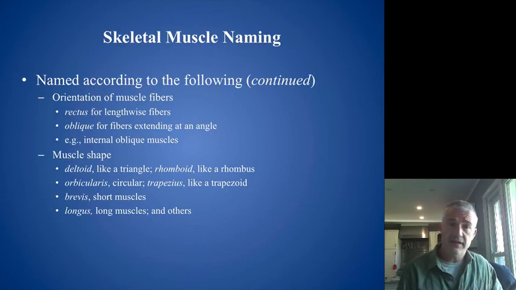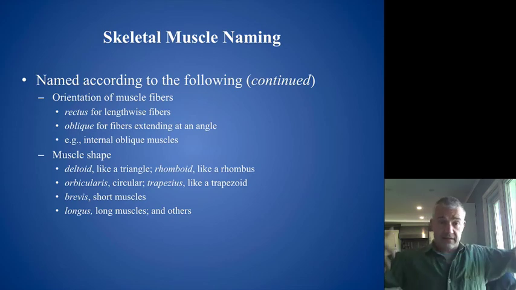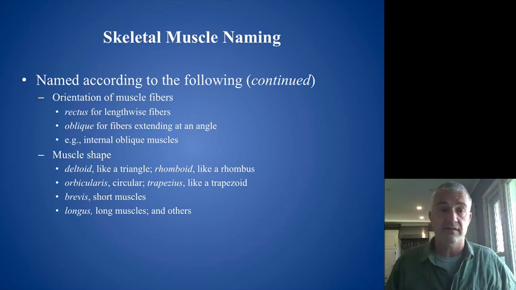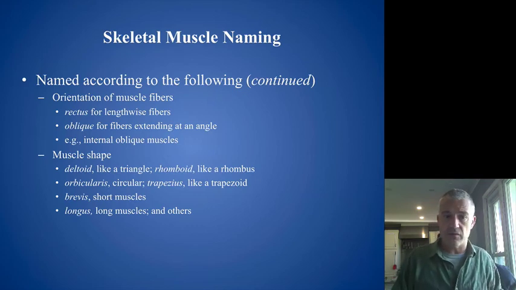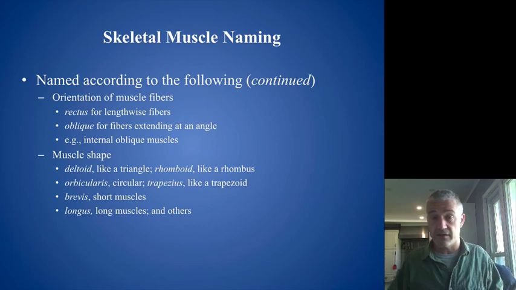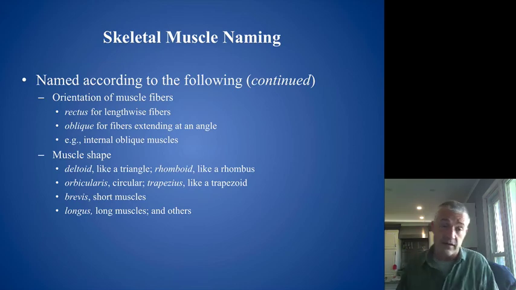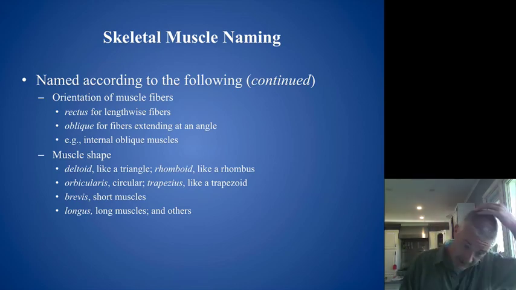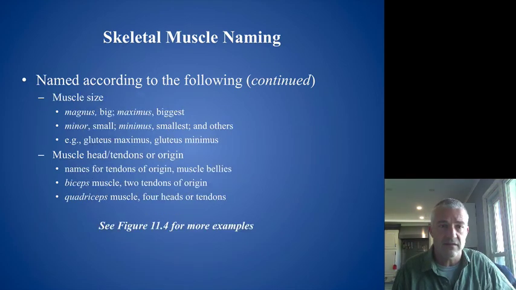Other times it's going to be orientation of the fibers. So external obliques, it's the angle of that muscle, the rectus, lengthwise fibers. Other times it's going to be muscle shape. So the deltoid is shaped like a triangle. The rhomboids are shaped like a rhombus. Orbicularis is circular. Trapezius, trapezoid shaped. Sometimes it's also going to be the length of muscles. So brevis for shorter ones, longus for ones that are obviously not shorter. These are some other ways that we get some of these naming systems here.